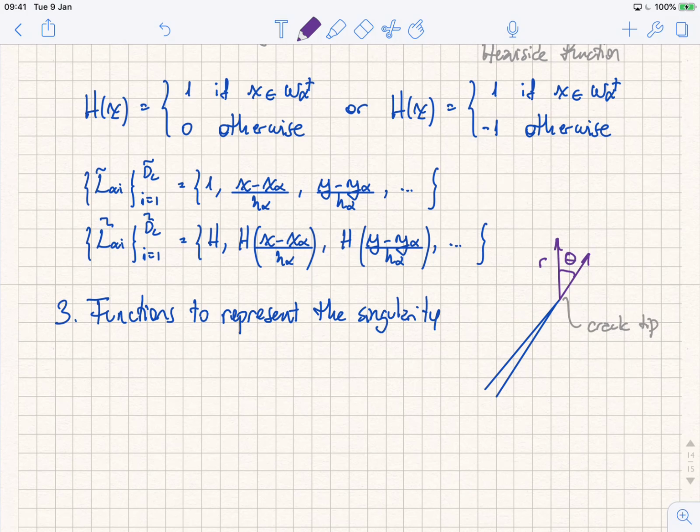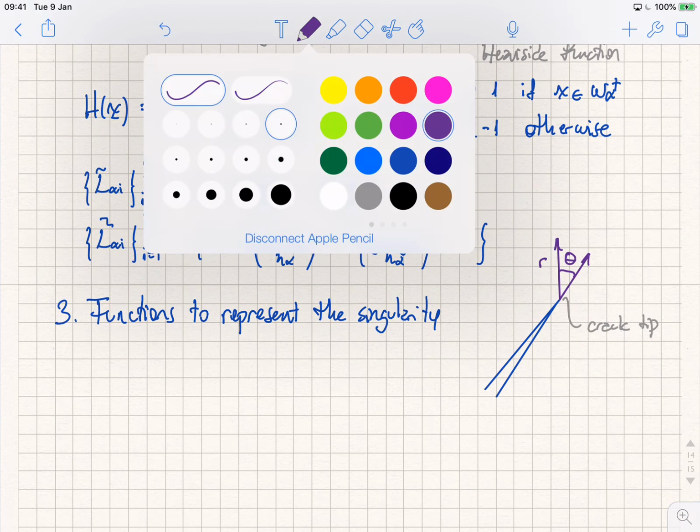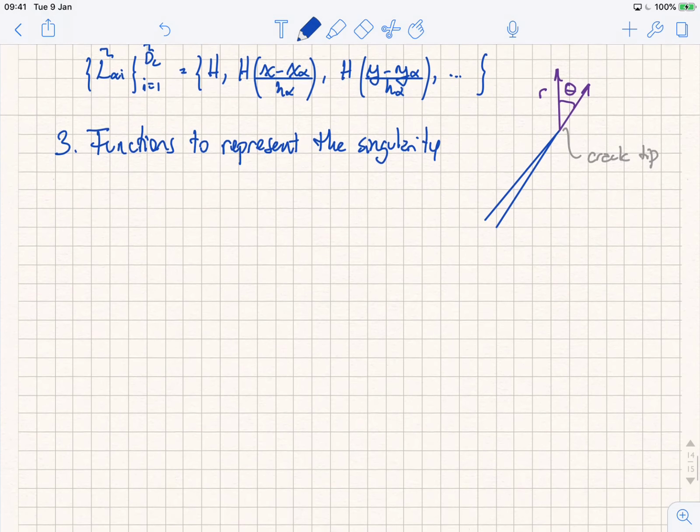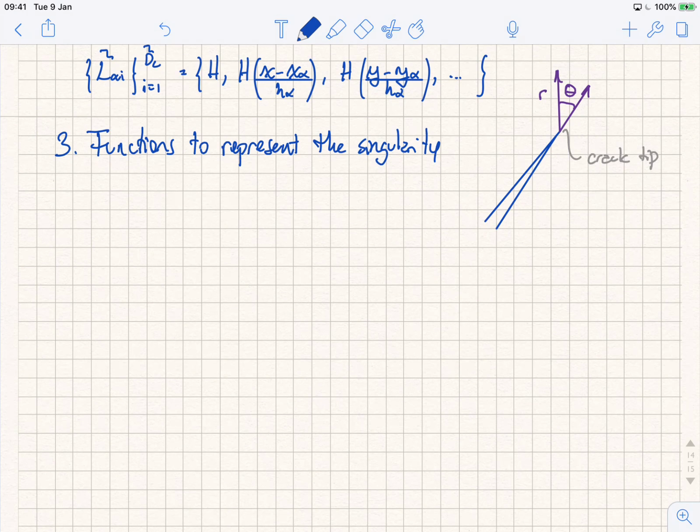that introduce that singularity. This was one of the groundbreaking ideas behind XFEM in the first paper in 1989 by Nicolas Moës and the people at Northwestern University. They provided basically these functions to keep or to represent or reproduce that singularity. Okay.